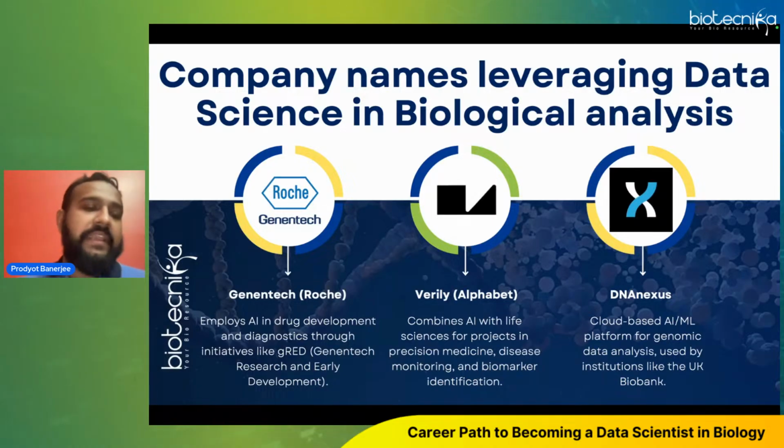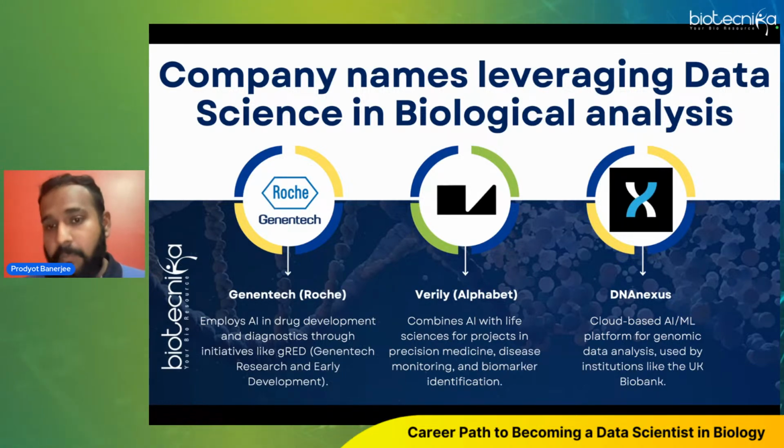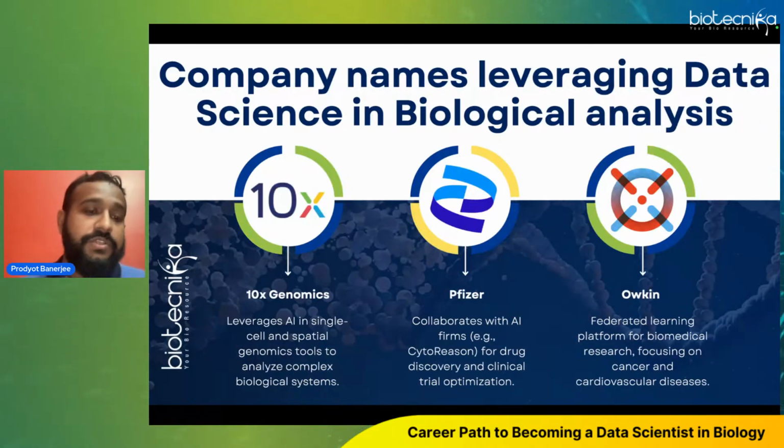Then you have Genentech from Roche. They are also utilizing it for drug discovery purposes. Then you have Verily from Alphabet, the same company that owns Google. They are into precision medicine, disease monitoring, and biomarker identification. Then you have DNAnexus, which utilizes a cloud-based AIML platform to analyze genomic data and multiomics data, and it is used by some of the pioneer institutes like UK Biobank and likewise.